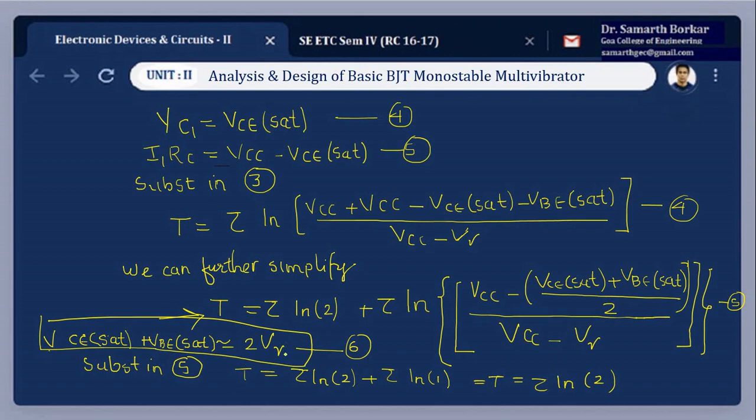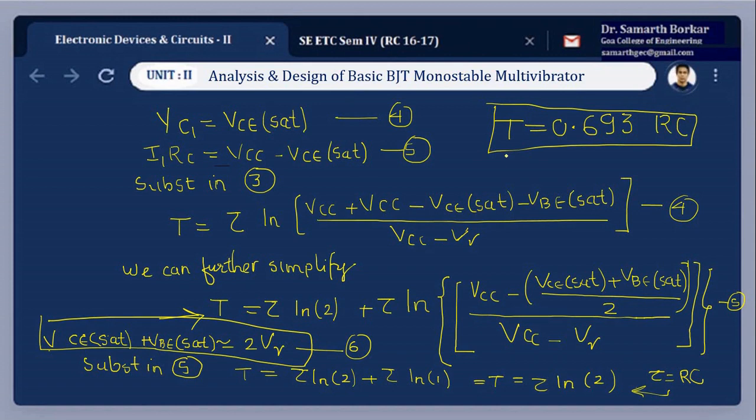And then substituting this in equation 5, we get this expression, time period T equals tau into natural log of 2. Now the time constant tau for the charging path of capacitor C is RC. So tau is basically a product of R into C. If we substitute this in this expression, we get T equals 0.693 into RC. So the time period is governed by the component values R and C.